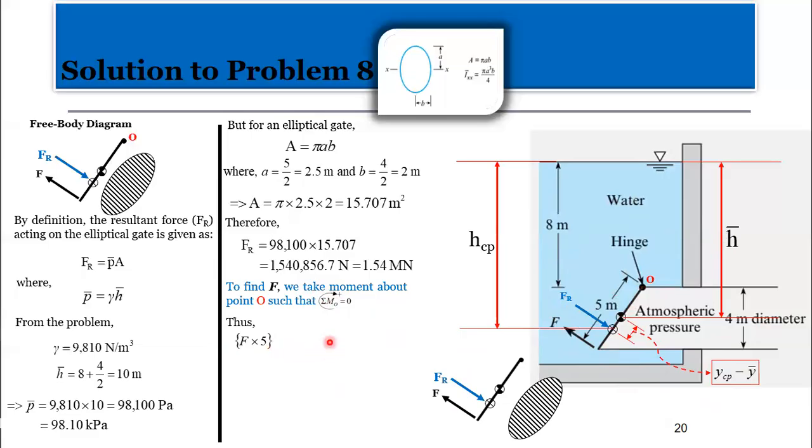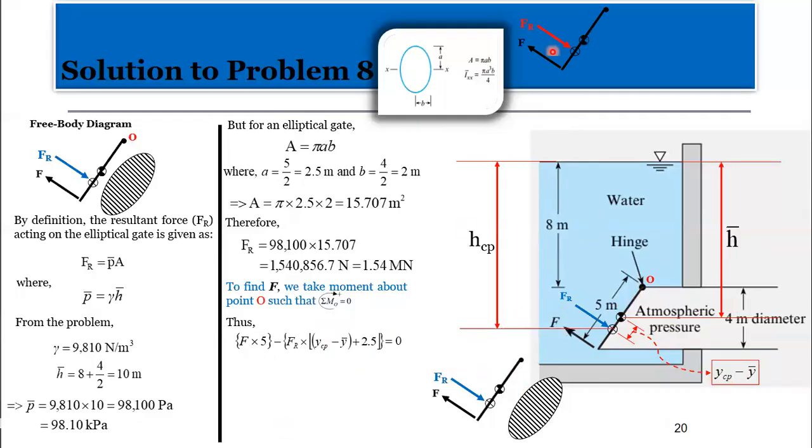Now the other force to consider is FR. Is it minus or positive? Anti-clockwise. It will turn it about this way, anti-clockwise. So minus FR. Now let's look at the moment arm. FR times, look at something here, this distance is YCP minus Y bar plus 2.5. Okay, that's why I have these brackets here. And then we equate to 0.